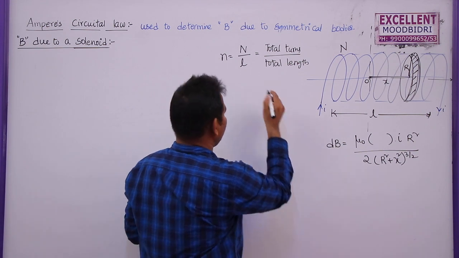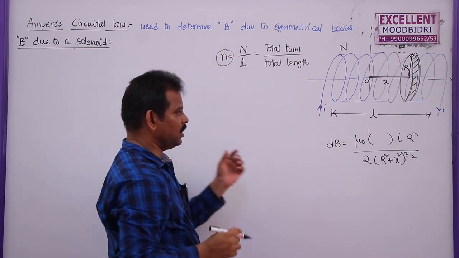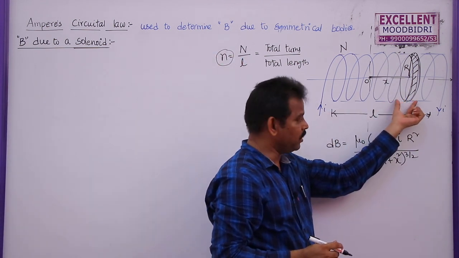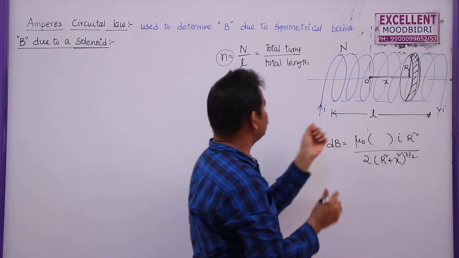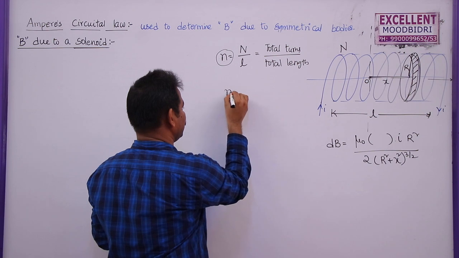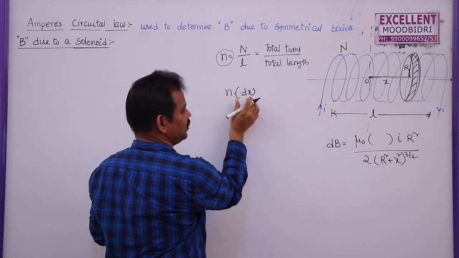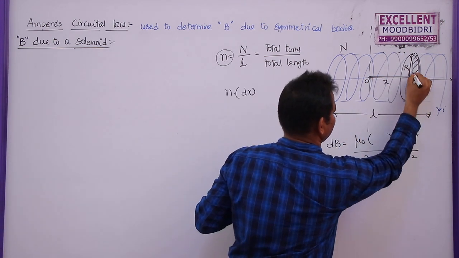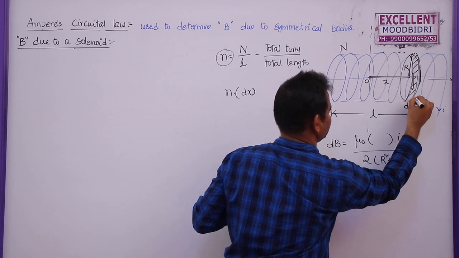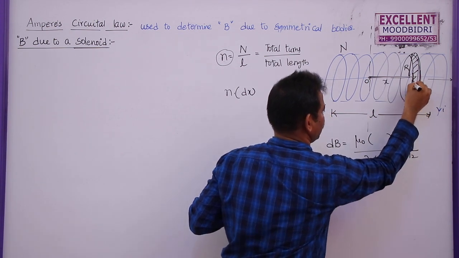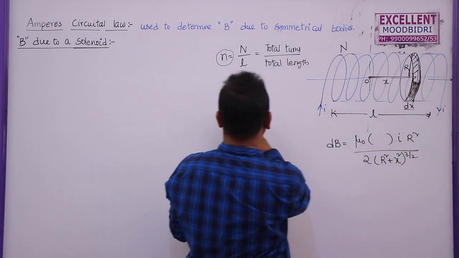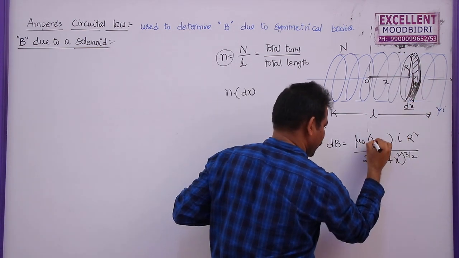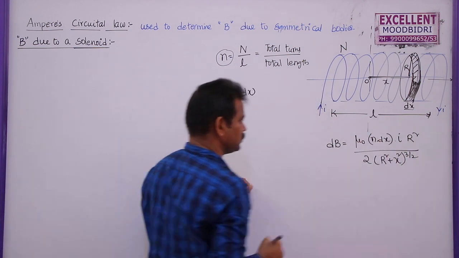Here, if you know the number of turns per unit length, so for this 1 meter length, if it is n, what is the number of turns in this length? So total number of turns per unit length into that length dx. So here if it is x, this thickness is, let me take it as dx. So how many turns are present in this small portion? So this is n into dx. So I am going to write n into dx.